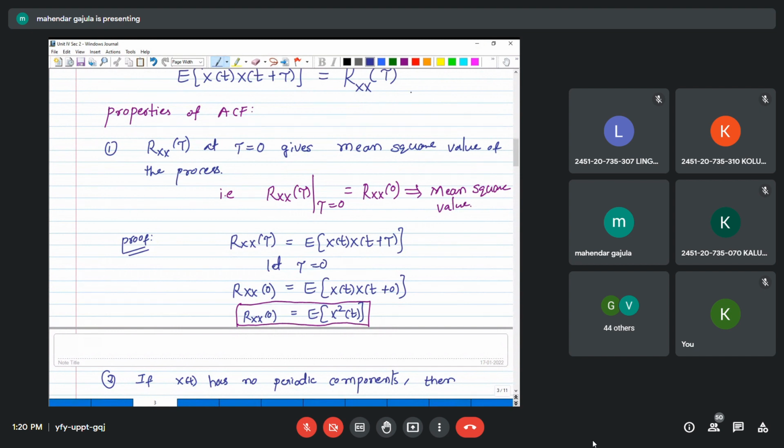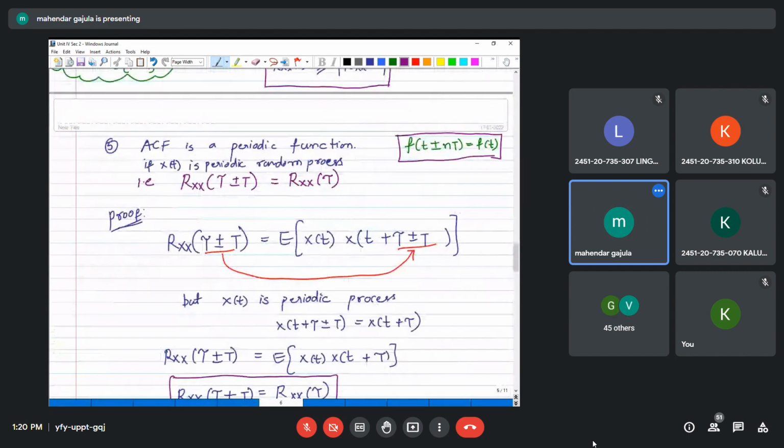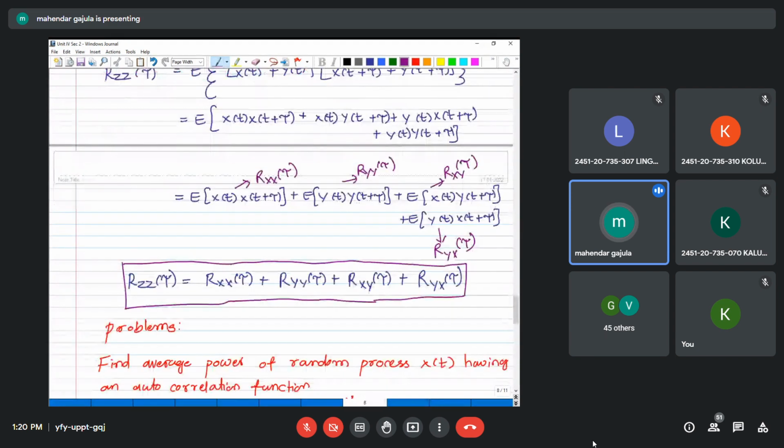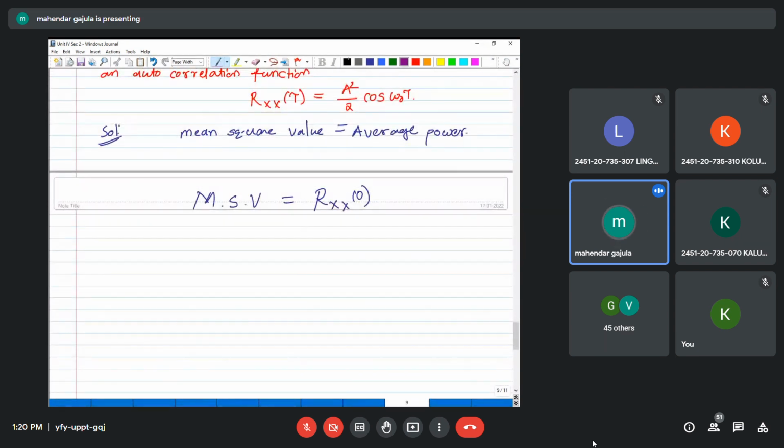Okay. Let me write here average power. So at tau equal to 0, the value is the average power. So substitute tau equal to 0, r double x 0 is equal to a square by 2 cos 0. So it is a square by 2 only. This was given for 2 marks.